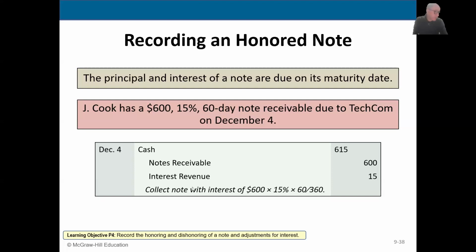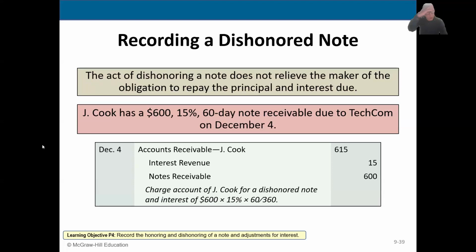So, okay, great. That's nice when that happens. But what if they dishonor the note? If the customer dishonors the note, which means they aren't going to pay the loan on time, then what we typically do is we convert that note back into account receivable. Okay? Typically. Some companies might change the interest rate. That's a possibility as well, right?